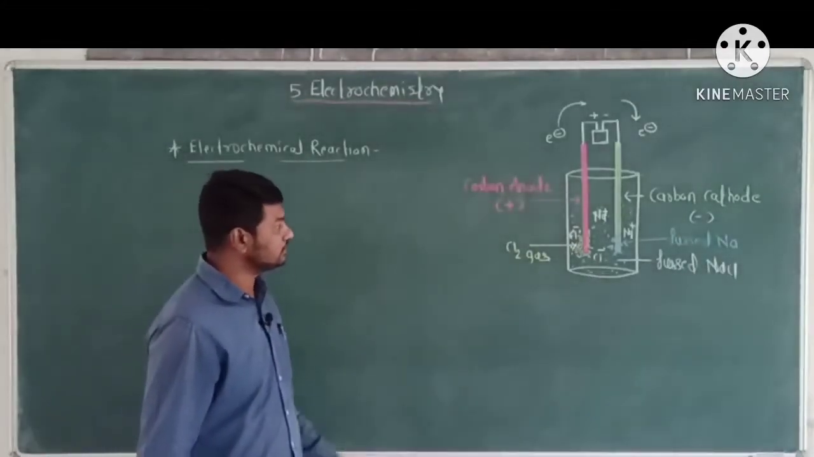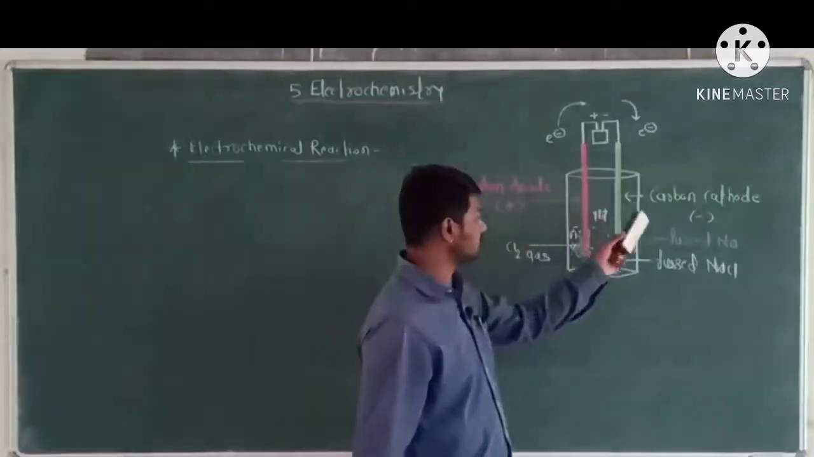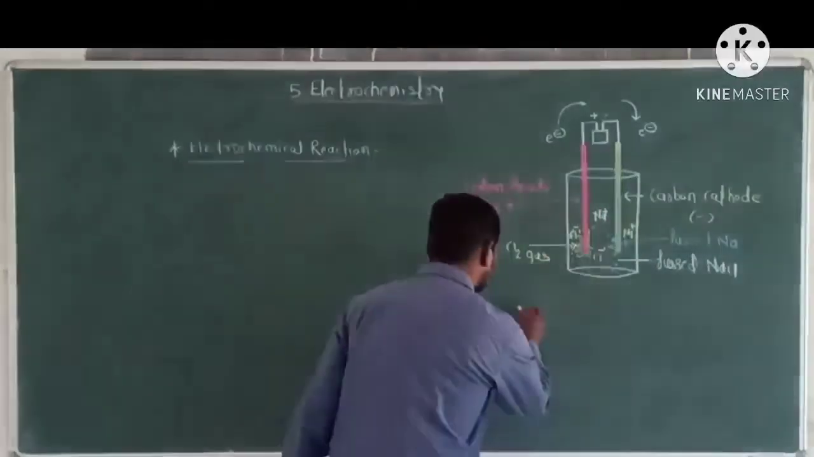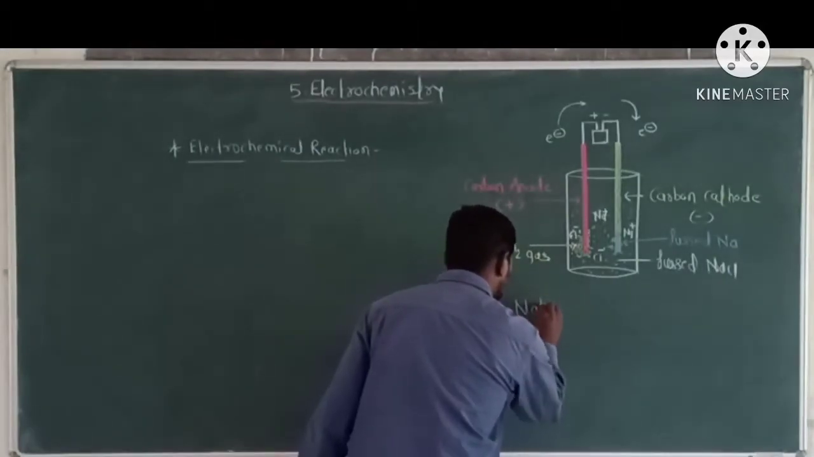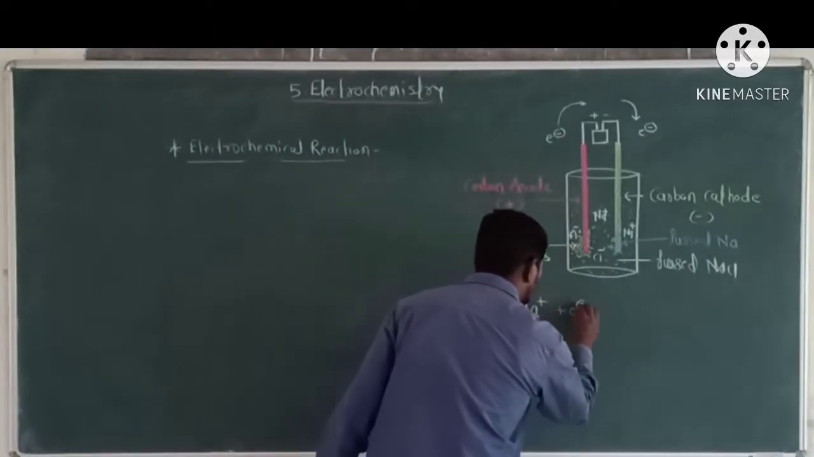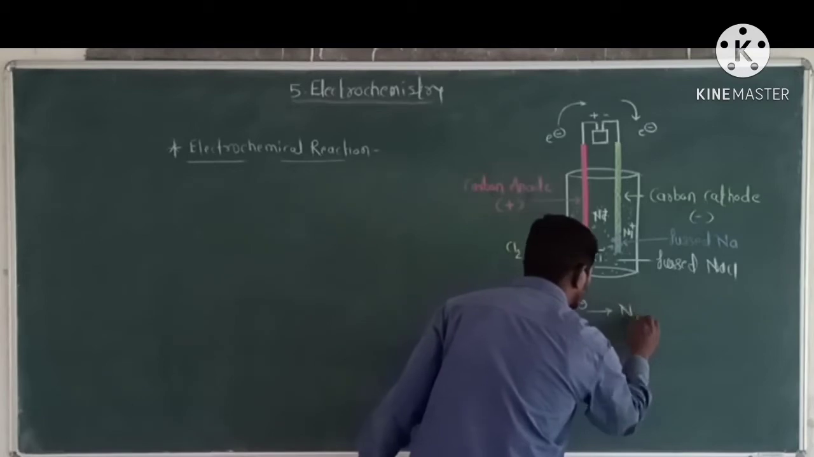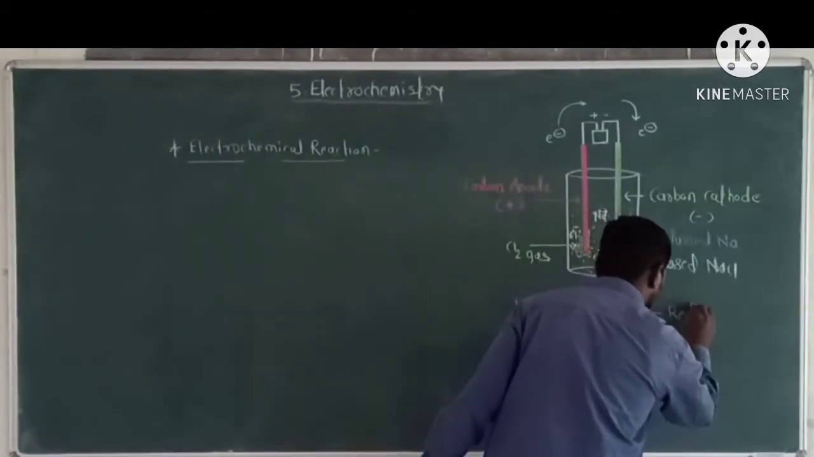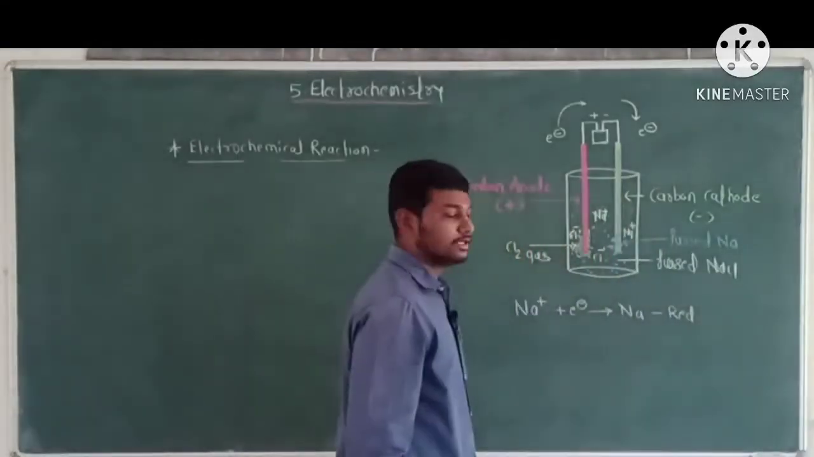For example, this is the electrochemical cell, and in this electrochemical cell, the reaction that occurs is Na+ gives an electron to form Na. This is the reduction reaction.